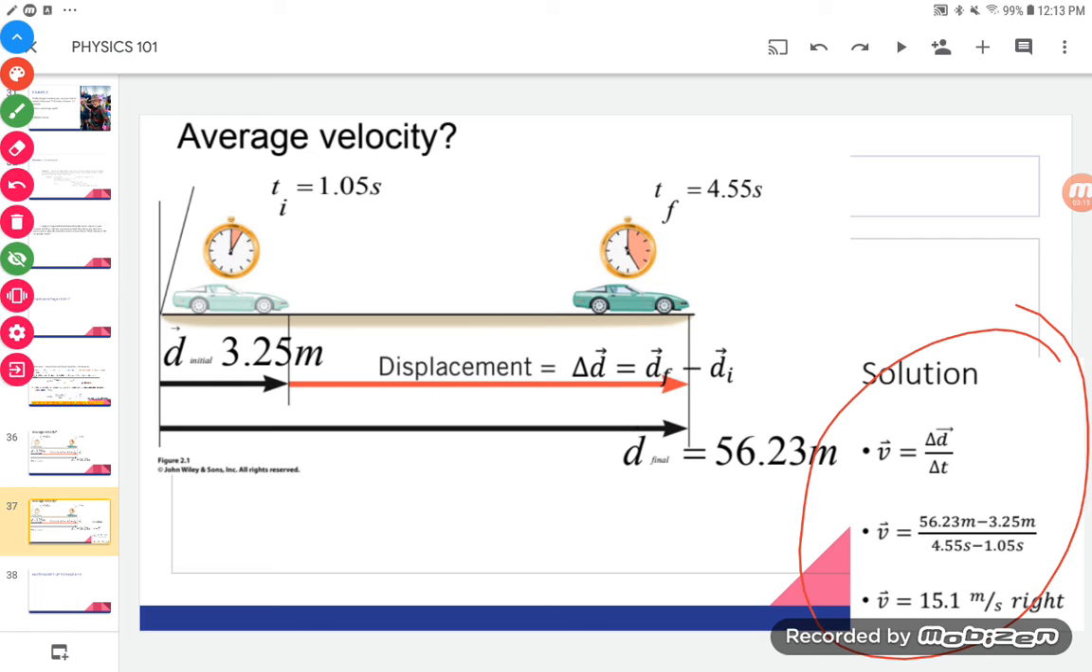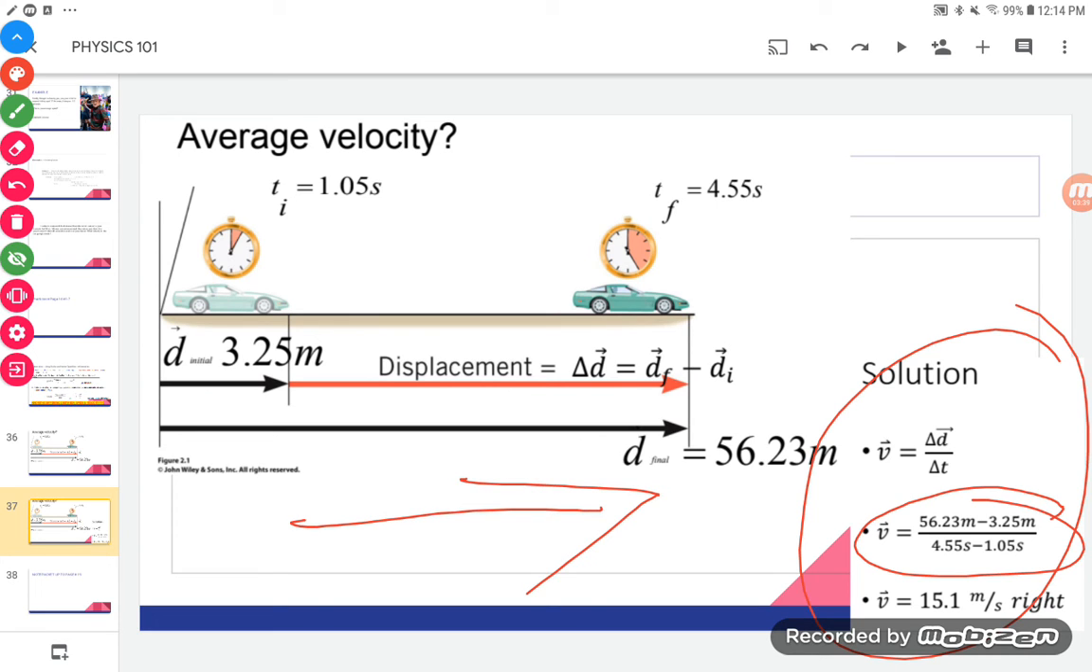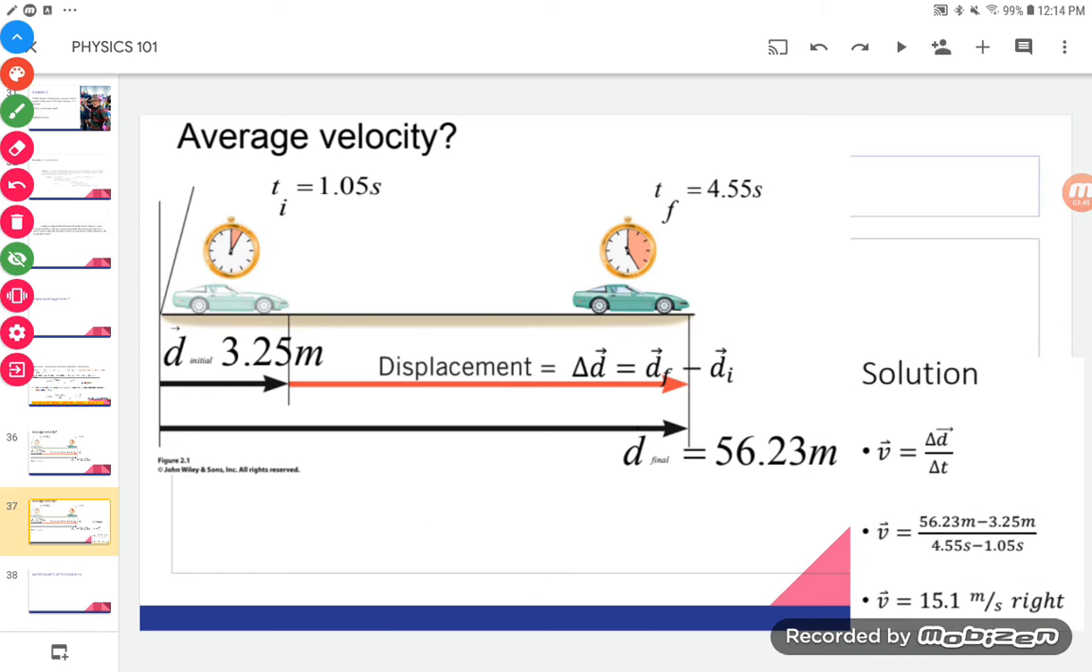So you can remember these little arrows right here that are above are stating that it is a vector quantity, okay? So change in distance over change in time. So there's the numbers that I just wrote out for you, okay? And once you get your equation, it becomes 15.1 meters per second right. And in this one it's going right. There is an arrow. It doesn't say whether that's east, west, or north or south, but it is saying that it's going right. So it is a vector quantity, okay? So that is velocity.